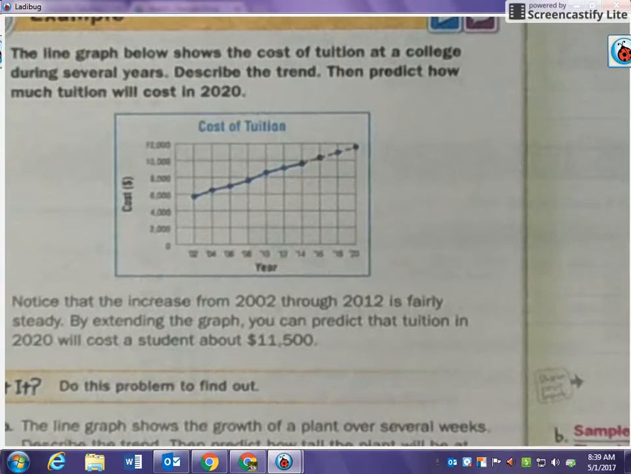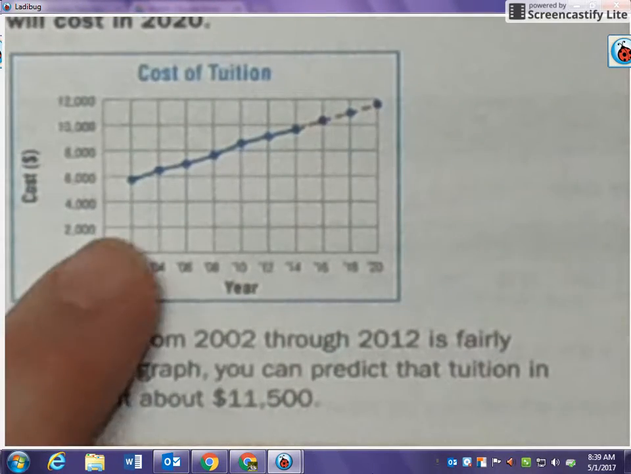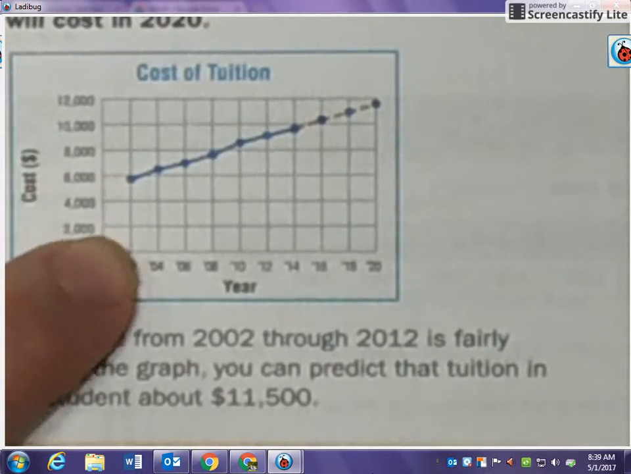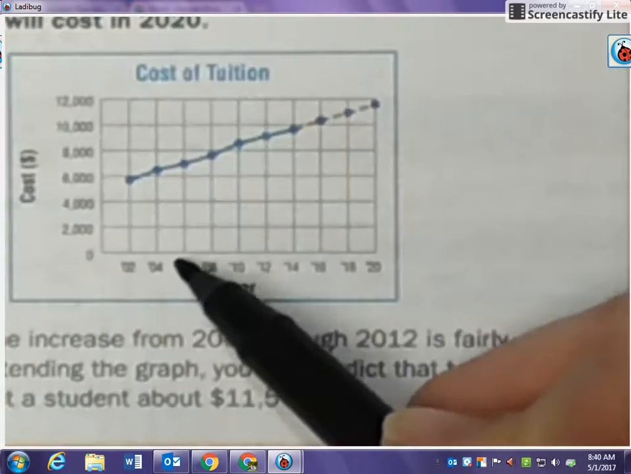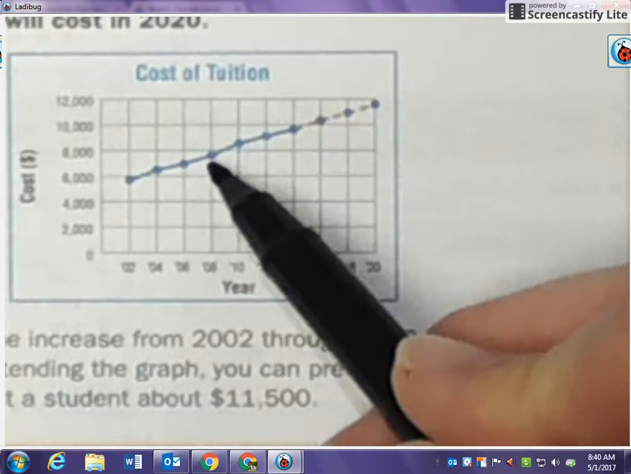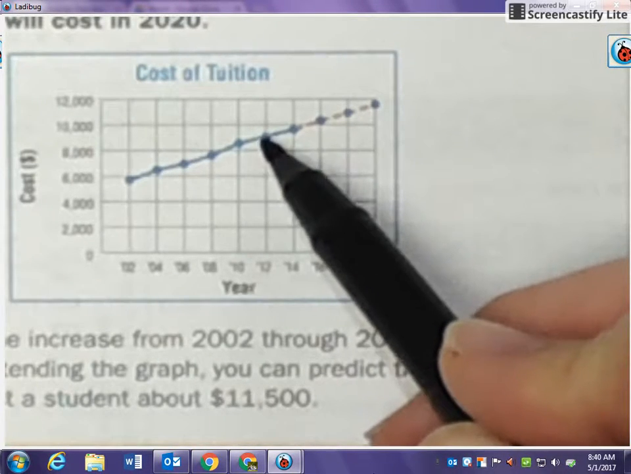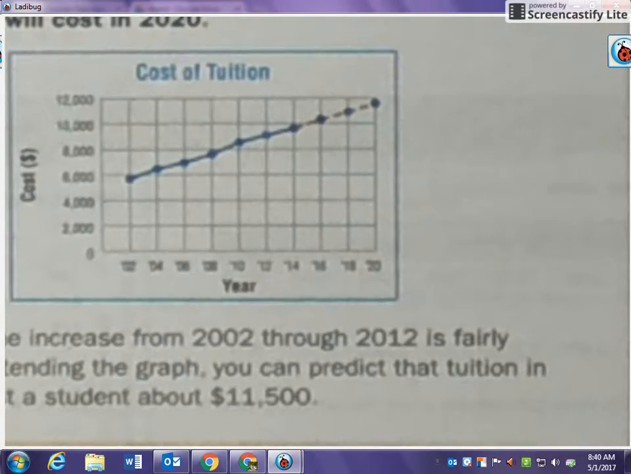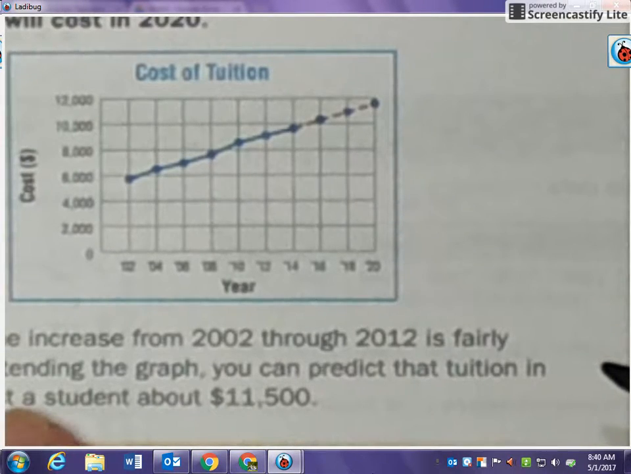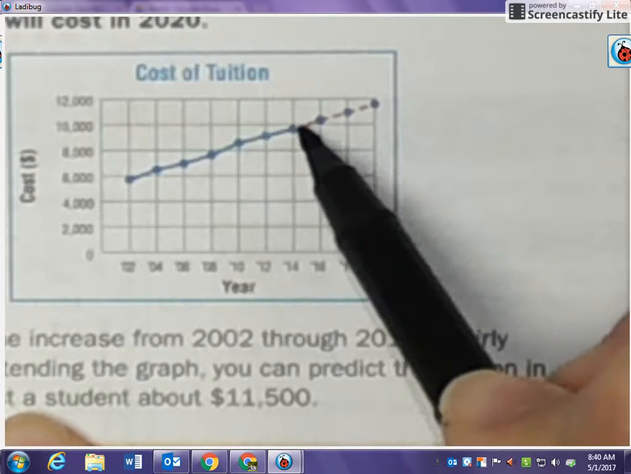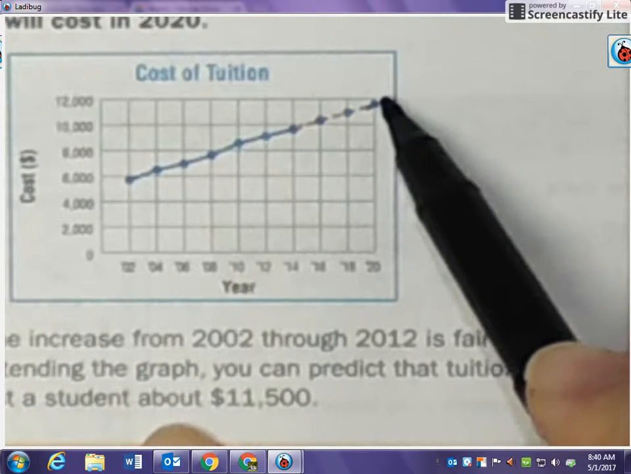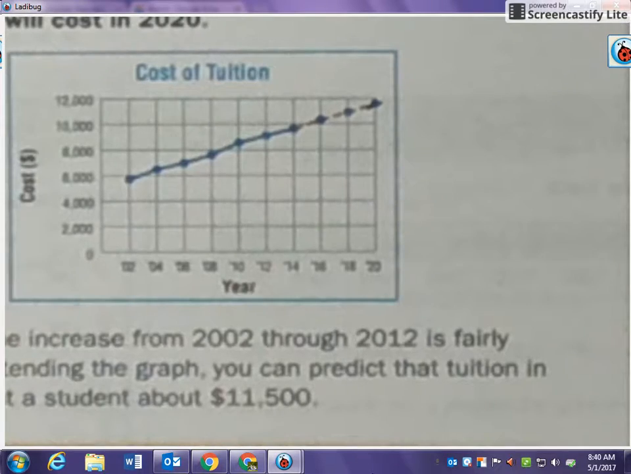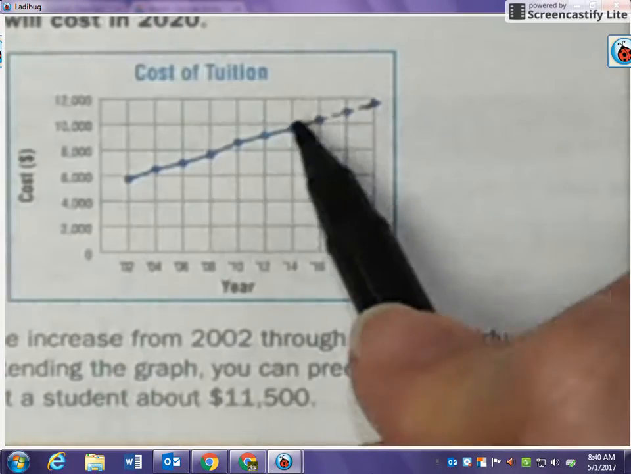Okay, so in 02, tuition costs a little under $6,000, right? 04, it costs above $6,000. And then probably around $7,000, around $8,000, over $8,000, probably $9,000, almost $10,000 there, right? You guys agree? So the increase is fairly steady, right? There are no big sharp lines up or sharp lines down. So if we extended the graph, how it's been going, you'd probably get around, they say 11,500. I would take like 12,000 because that's probably what a lot of you would say, wouldn't it?